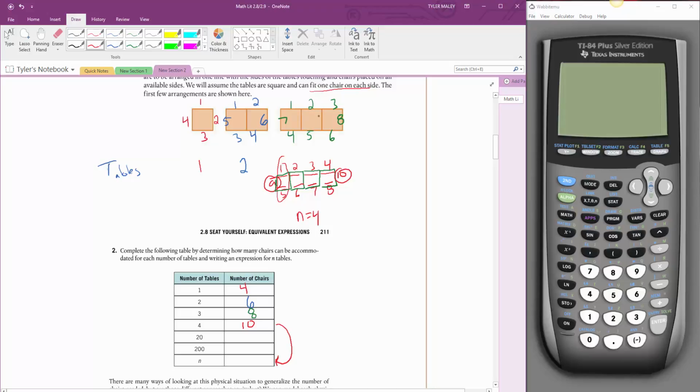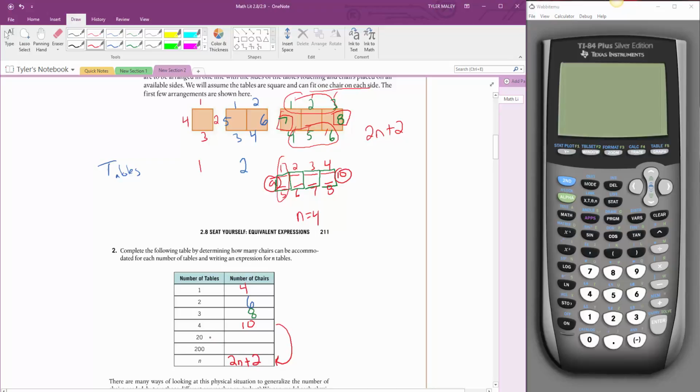And you can see that's true for 3 tables also. Notice I have 1, 2, 3 here, and then 4, 5, 6. So that's essentially 2n. I have 3 tables, if I double it, I will come up with 6. And then I need to add in 2 because I need to pick up these 2 spots at the head of the table. So basically, I'm getting 2n plus 2 for n number of tables.